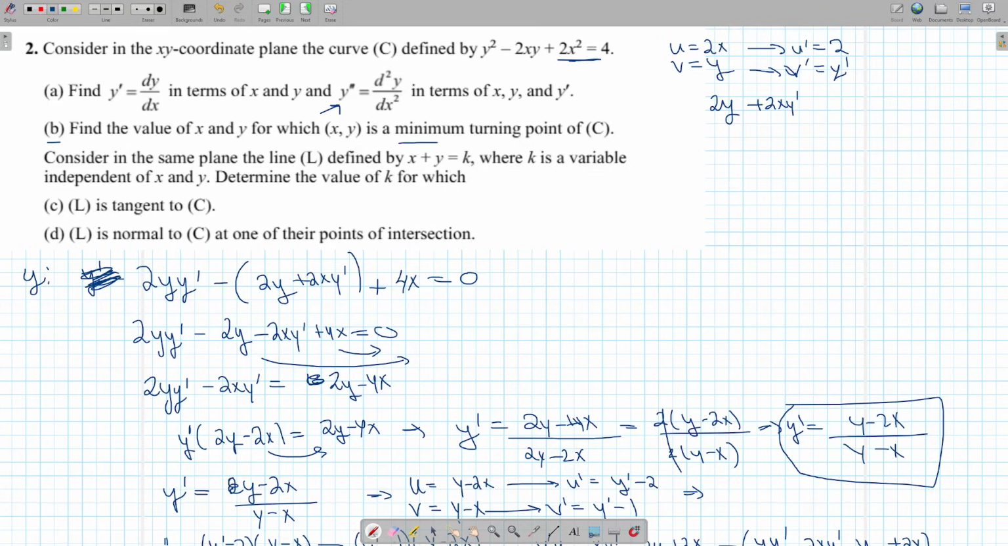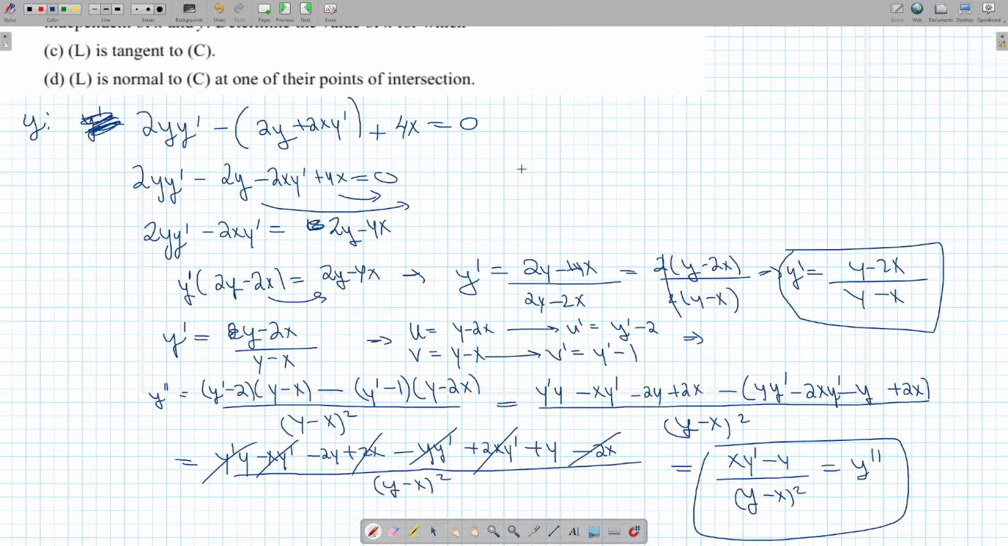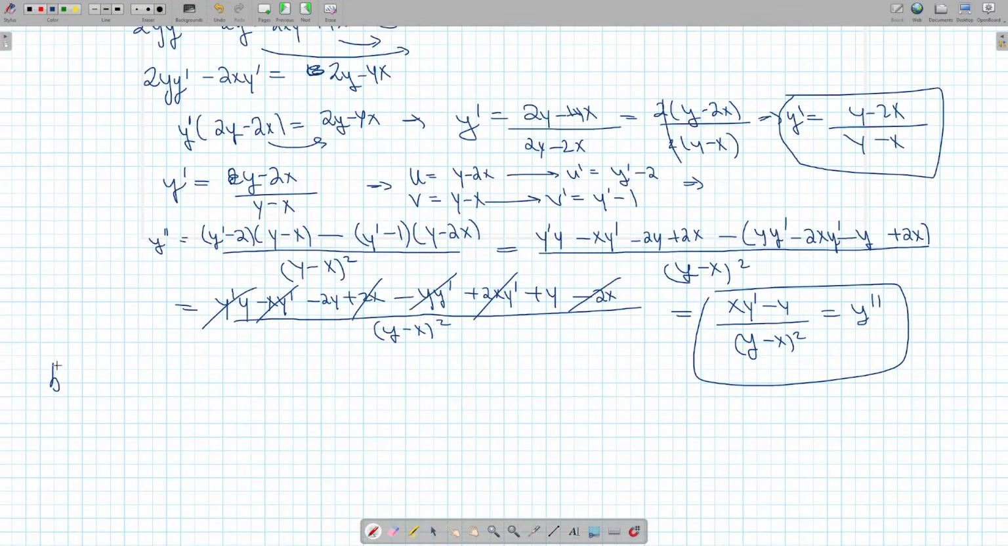We want to check now which ones are minimum turning points. Turning points are simply when y prime equals 0, right? So let's first find out which ones are the turning points, and then we'll decide which one's the minimum and which one's the maximum. How do we check turning points? We get our expression for y prime, and we set it equal to 0. So y minus 2x over y minus x must be equal to 0. Cross multiply, you're going to get y minus 2x equals 0, so y is equal to 2x.